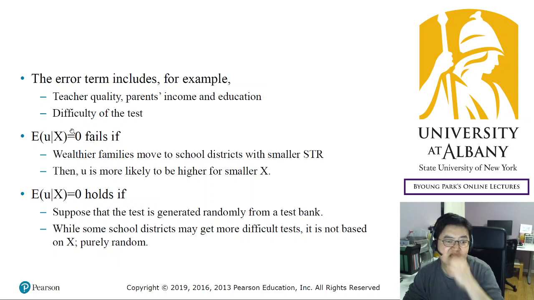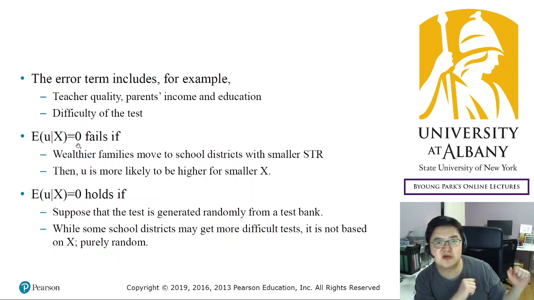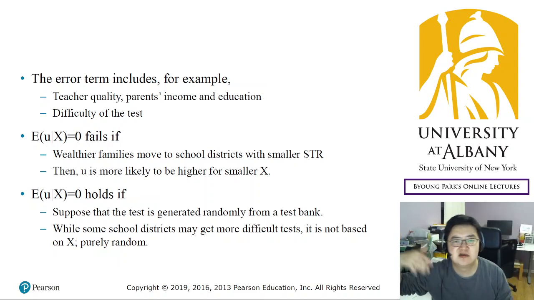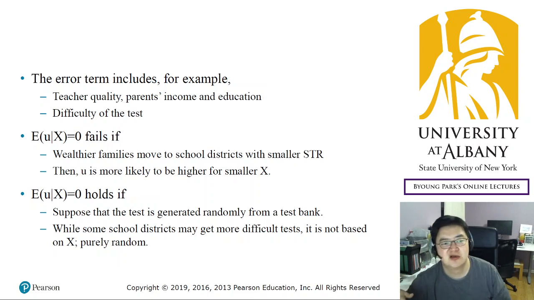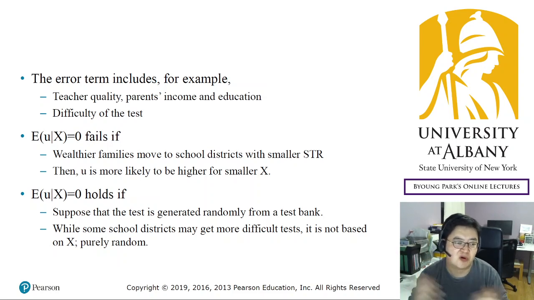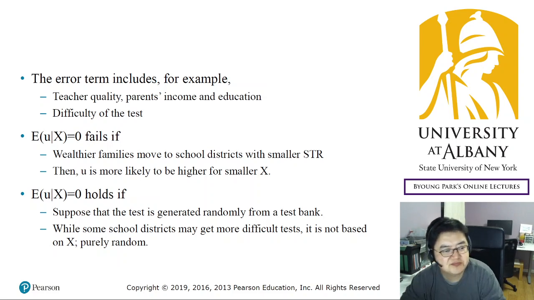In small student-teacher ratio, in good school districts, parents' income tends to be higher, and in bad school districts, parents' income tends to be lower. It's quite obvious. Then your assumption fails. So again, it's not statistics. You have to kind of justify or counter the assumption like this.